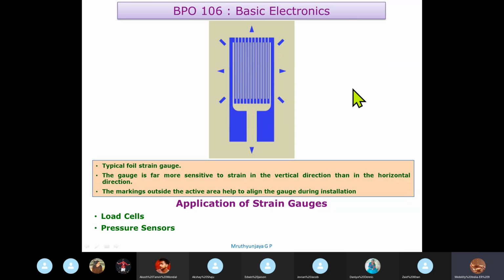Pressure sensors, the concept is used in pressure sensors. Very much used, so you will be able to get it clearly. Before that, we will see the demo of a strain gauge and then I will get back to the application.